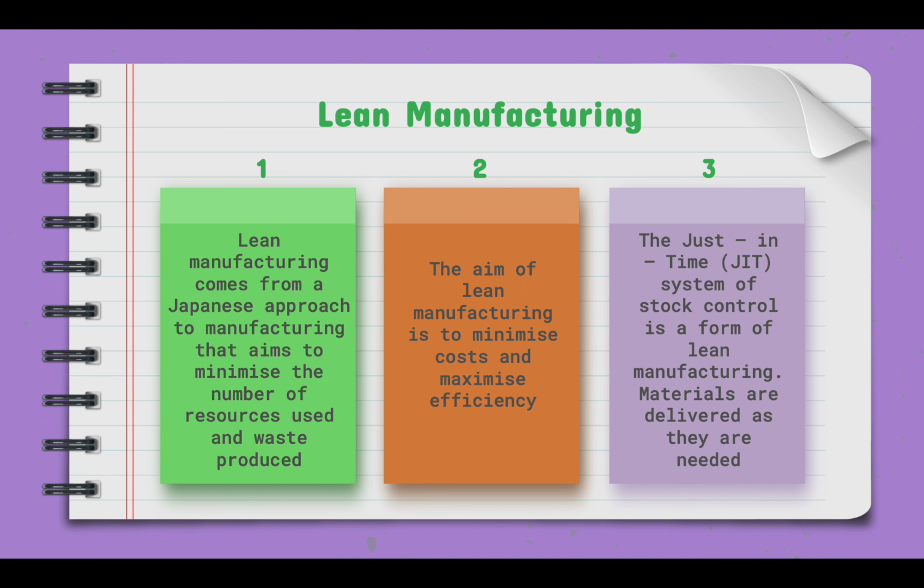The just-in-time or JIT system of stock control is a form of lean manufacturing. Materials and components are delivered as they are needed and are used as soon as they are delivered. It's important to note that waste doesn't just refer to materials, it includes things like unnecessary use of time, transport, and movement of people, and other examples.